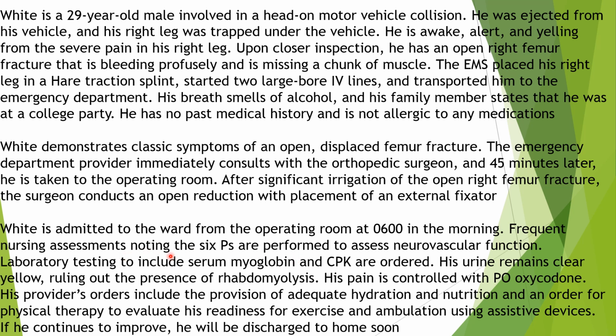Frequent nursing assessment noting the 6 P's are performed to assess neurovascular function. Laboratory testing to include serum myoglobin and CPK are ordered. His urine remains clear yellow, ruling out the presence of rhabdomyolysis. His pain is controlled with peroral oxycodone. His provider's orders include the provision of adequate hydration and nutrition and an order for physical therapy to evaluate his readiness for exercise and ambulation using assistive devices. If he continues to improve, he will be discharged to home soon.